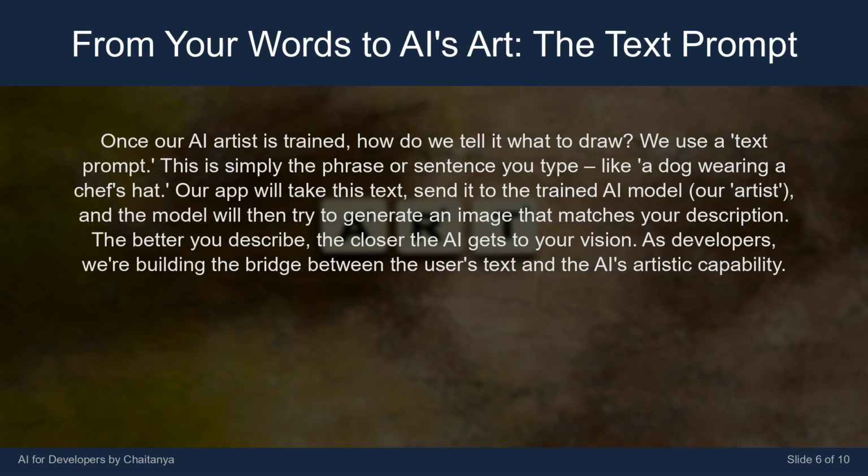Once our AI artist is trained, how do we tell it what to draw? We use a text prompt. This is simply the phrase or sentence you type, like, a dog wearing a chef's hat. Our app will take this text, send it to the trained AI model, our artist, and the model will then try to generate an image that matches your description. The better you describe, the closer the AI gets to your vision. As developers, we're building the bridge between the user's text and the AI's artistic capability.